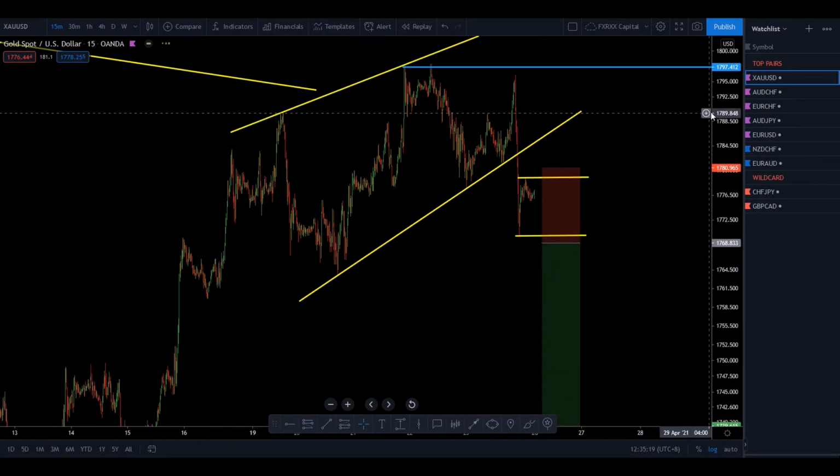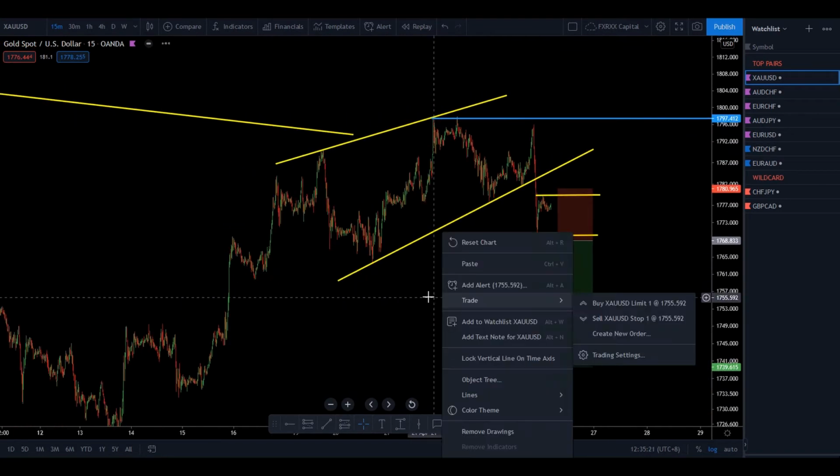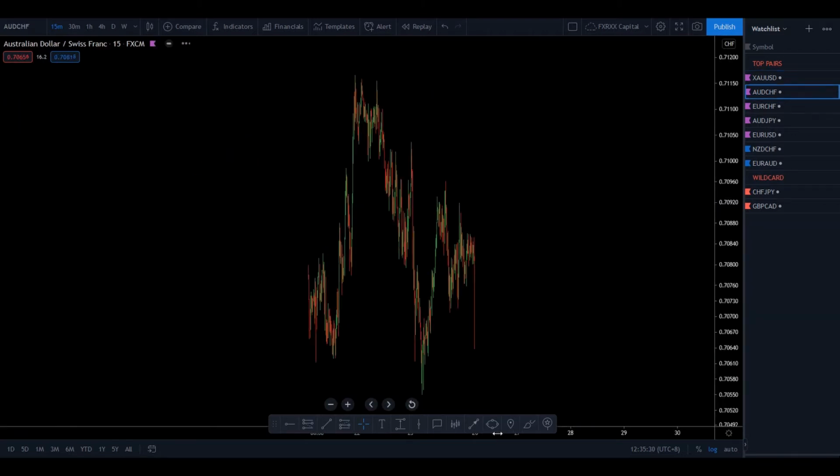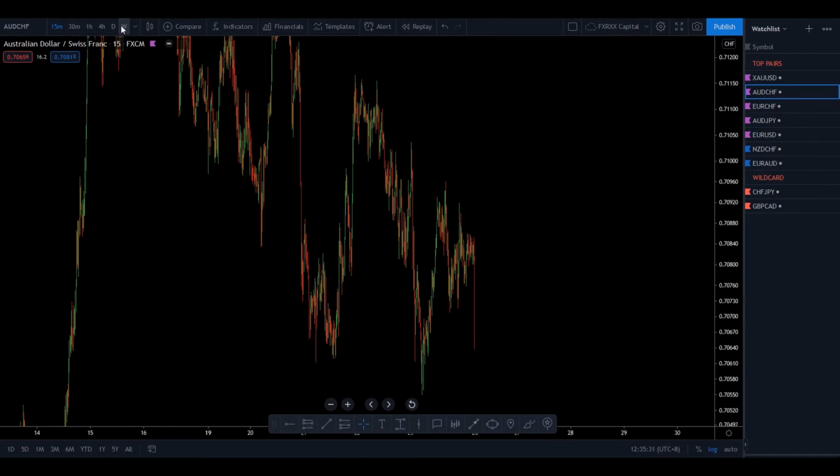So hopefully you guys understand this and are ready for the next movement. However, if the price continues to move to the upside again, I will evolve the structure and see the next opportunity for gold. Next we move to AUD CHF.